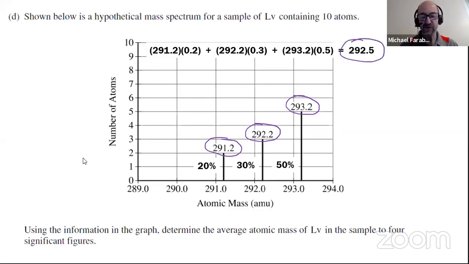All right, so we have now answered this particular short FRQ. Next question coming up.